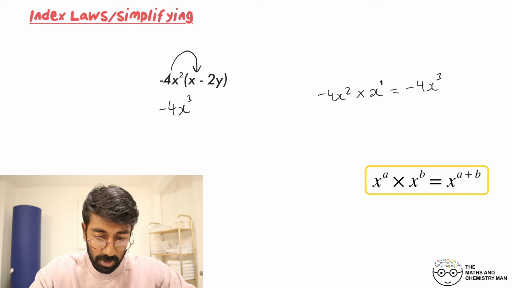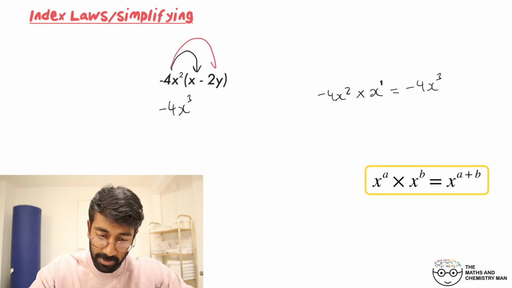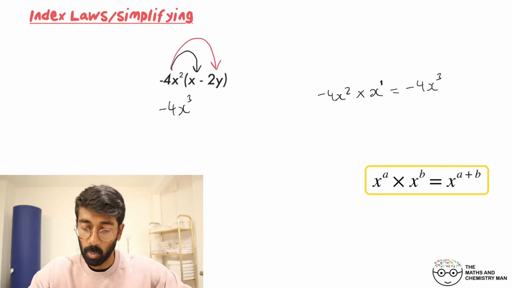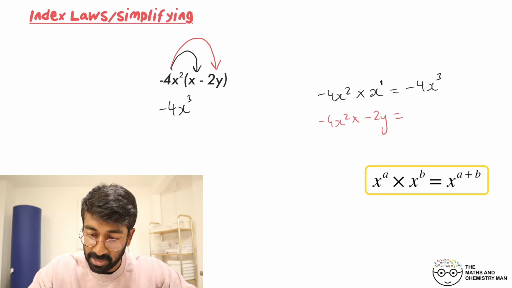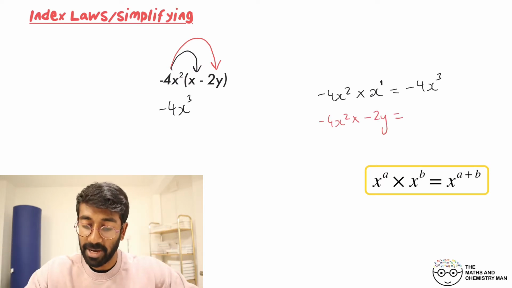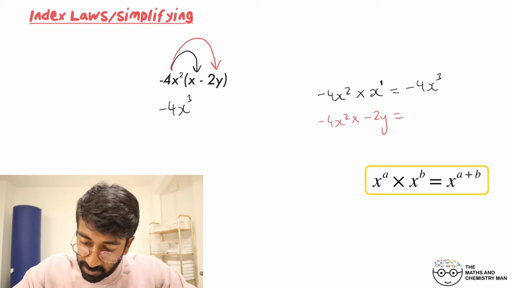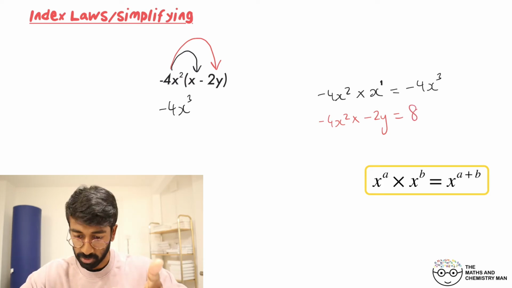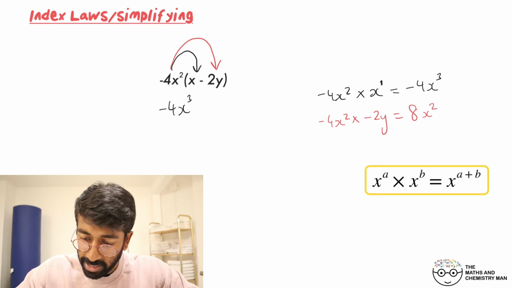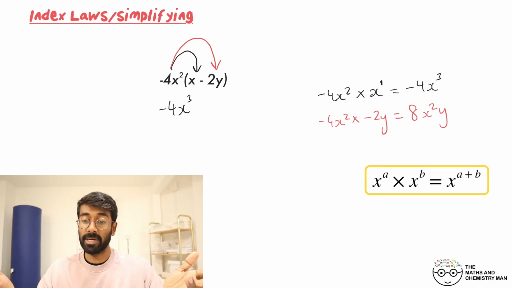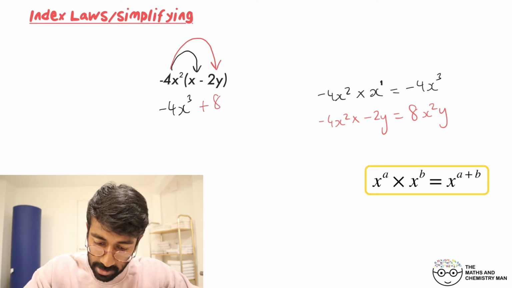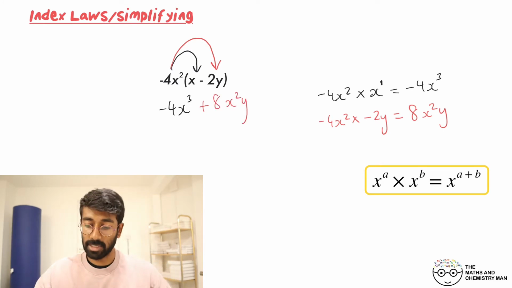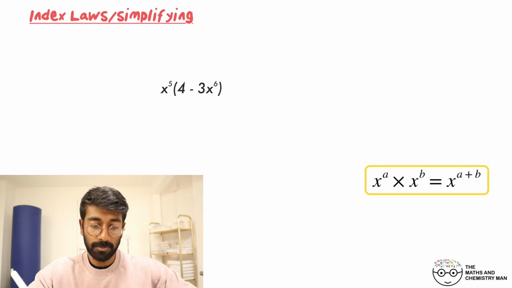And then let's switch colors real quickly. We've got minus 4x squared multiplied by minus 2y. So let's go with minus 4x squared times minus 2y. First thing to note is you've got two negative numbers. So minus 4 times minus 2 is going to give me a positive 8 this time. So make sure you've got that. And then x squared and then y. Can't combine those together, so we'll leave it like that. That's just going to be plus 8x squared y. Done.